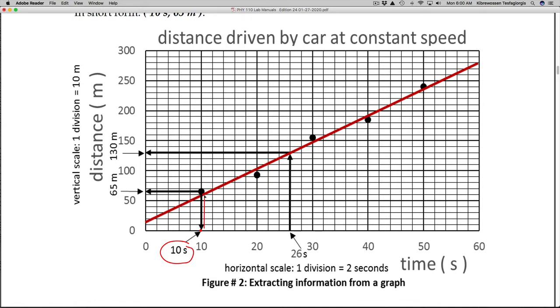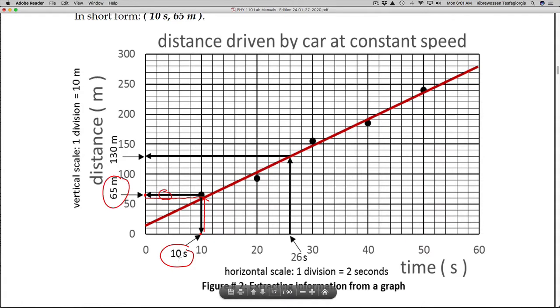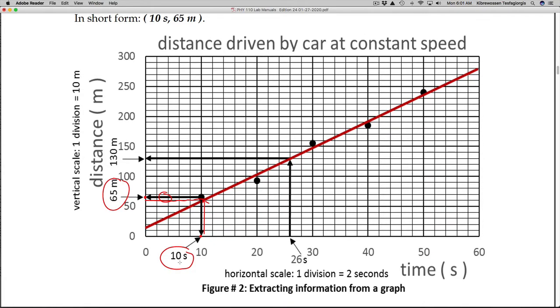Then when you meet the graph, you will draw a horizontal line, as you can see here, across the graph, and locate the point where that horizontal line meets the vertical axis. Then that is the value you get for a requested value of time. So in this particular case, if someone asks you what was the distance traveled by the car after 10 seconds, then your answer should be 65.